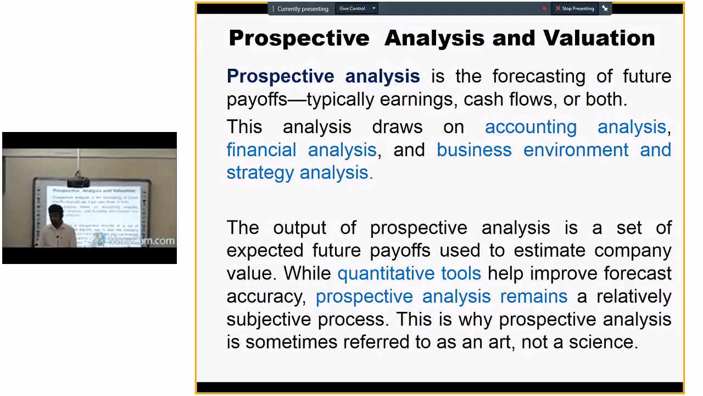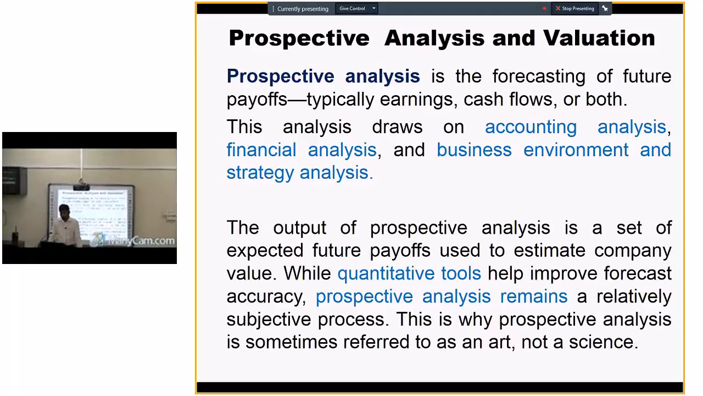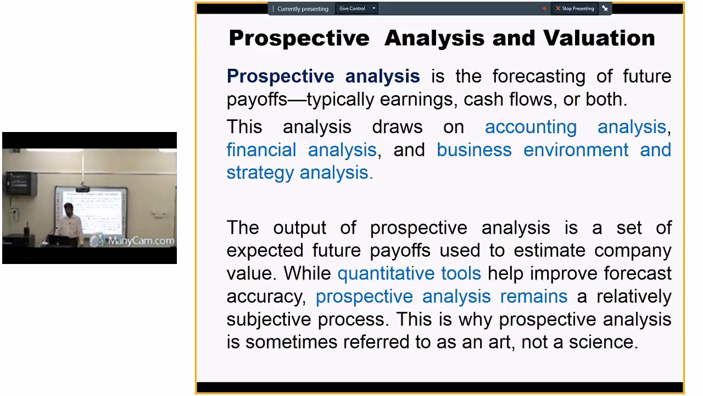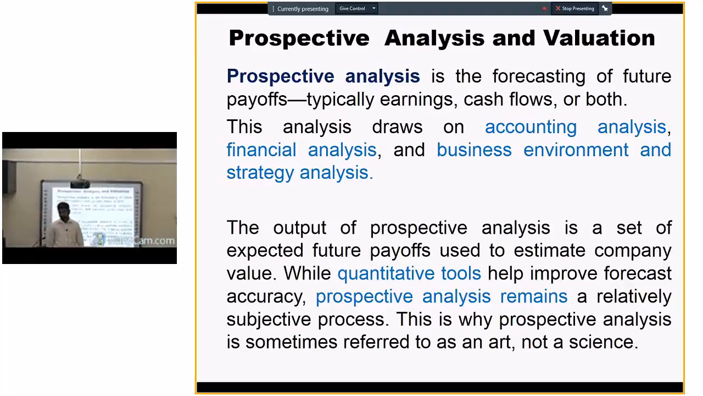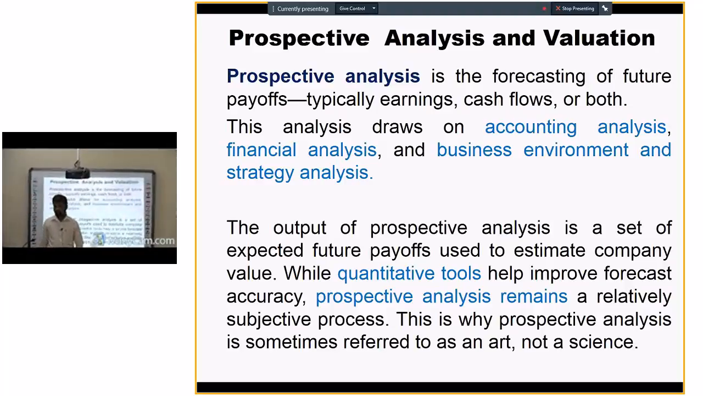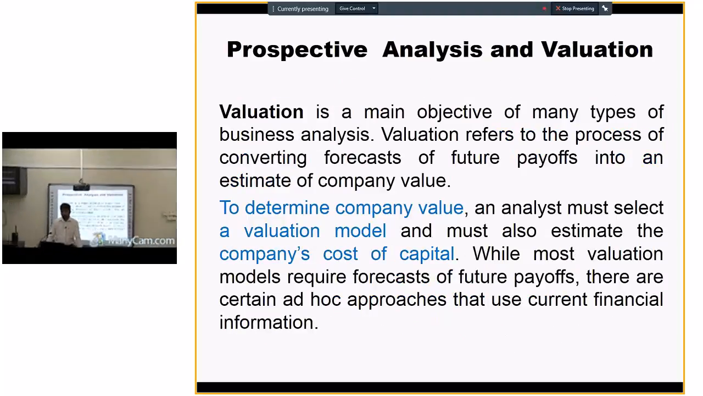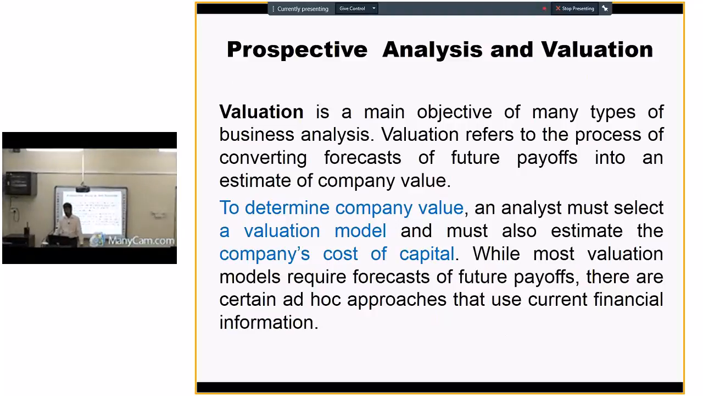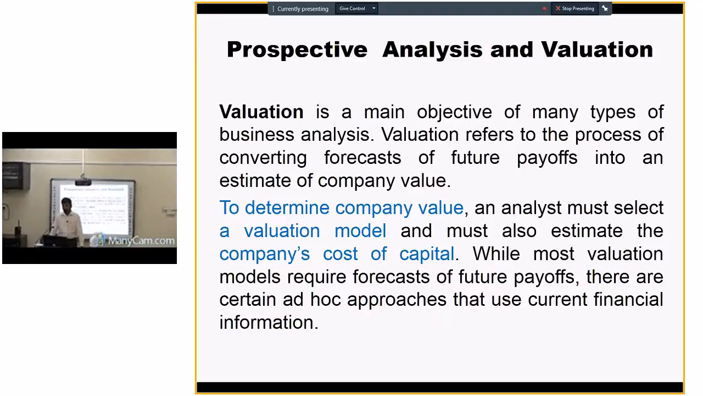While quantitative tools help improve forecast accuracy, prospective analysis remains a relatively subjective process. This is why prospective analysis is sometimes referred to as an art, not a science. Right now, details here. Value is a main objective of many types of business analysis.